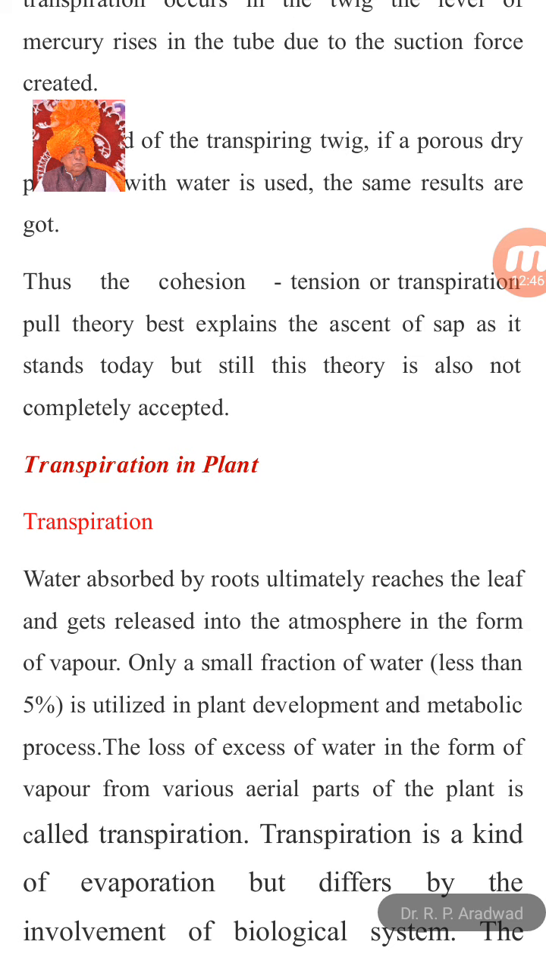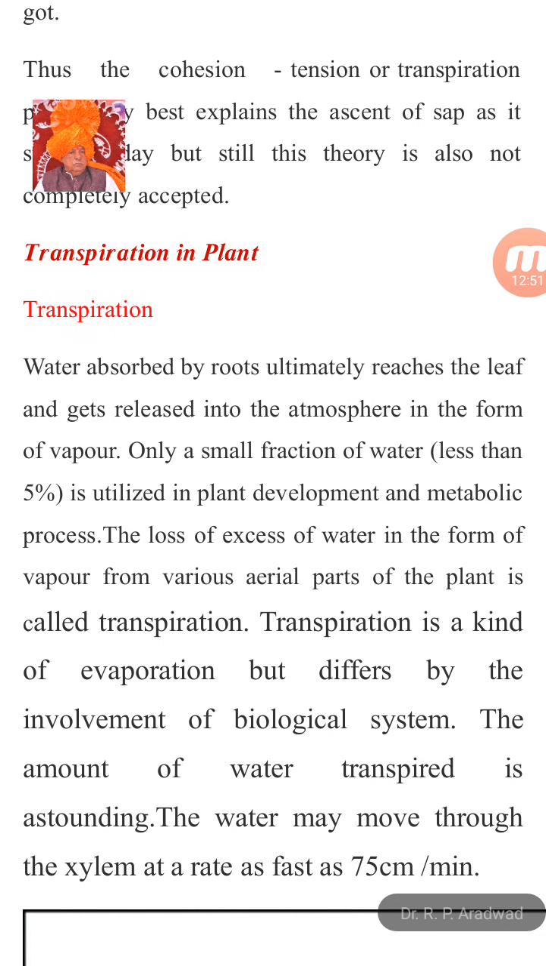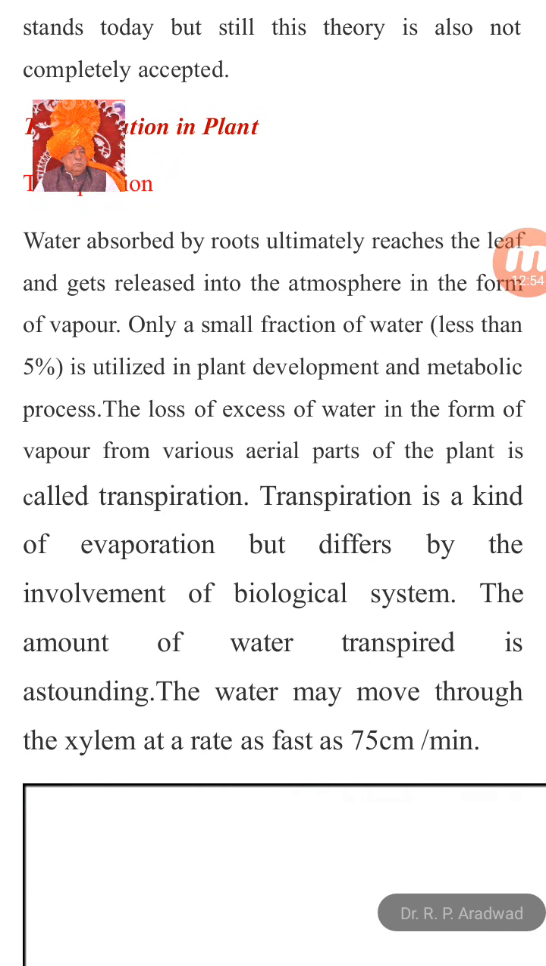The next topic we are going to discuss is transpiration in plants. What is transpiration? Water absorbed by the root ultimately reaches the leaf, and the water present in the leaf gets released into the atmosphere in the form of vapor.